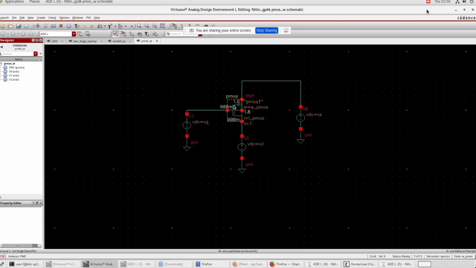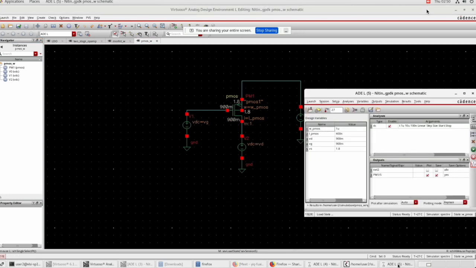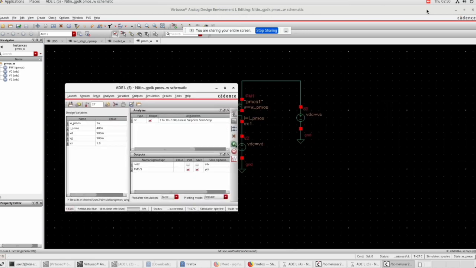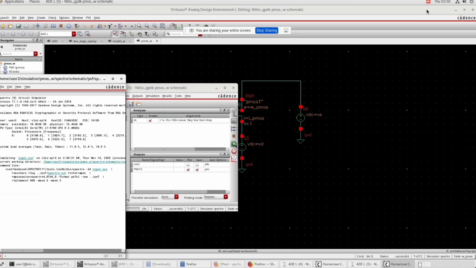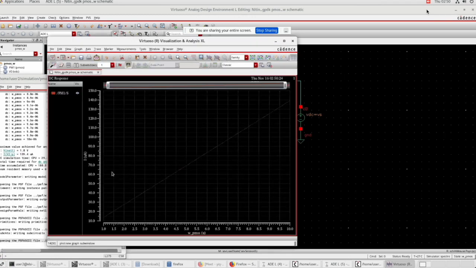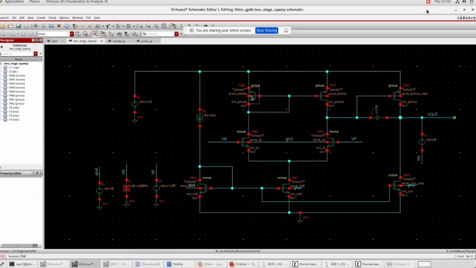input NMOS. So now running this, from this you can see that the current of 30 microampere is around 2.1 micrometer. The current of 30 microampere will be obtained at around 2.1 micrometer of the width. Even for the PMOS, I fixed the length to be 400 nanometer. So both PMOS's W are fixed through this. So these both are around 2.1 micrometer.